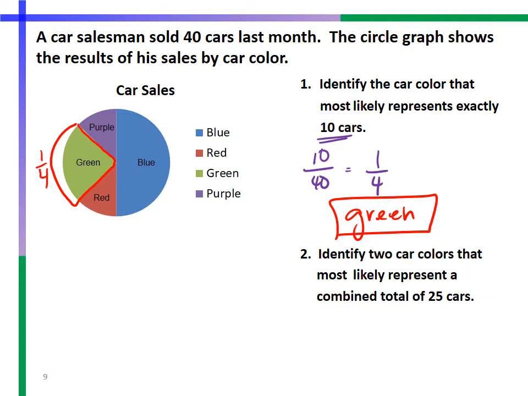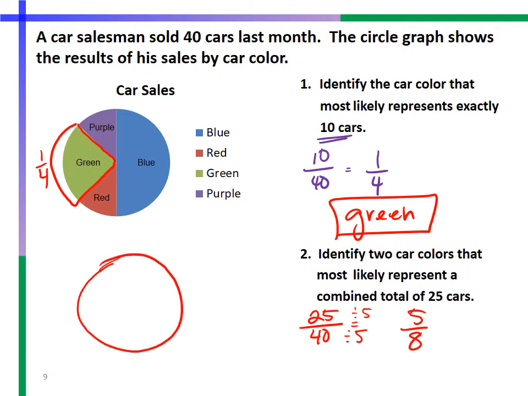So now I need to identify two car colors that most likely represent a combined total of 25 cars. So let's go ahead and write that out. So 25 over 40. If I was going to simplify that, I'd divide the top and bottom by 5, giving me 5/8. So 5/8 is a little tricky. If I'm going to draw a circle out, this is how I'm going to solve this one. I'm going to cut it into 8 sections. So I'm going to start with halves, quarters, and then eighths.